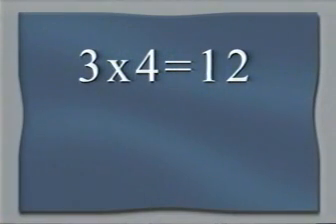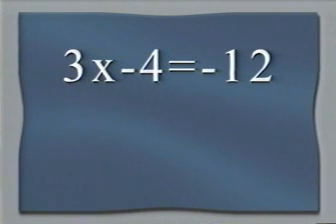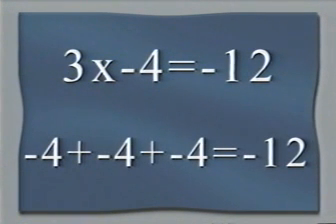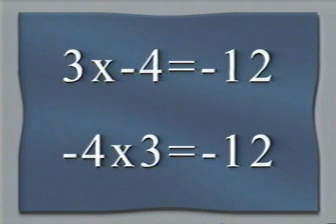The key is to comprehend what the meaning of multiplying by a negative is. Clearly, 3 times 4 means adding 3 4s. 4 plus 4 plus 4 is 12. And equally as clearly, 3 times negative 4 is negative 4 plus negative 4 plus negative 4, which is negative 12. Now, if 3 times negative 4 is negative 12, then negative 4 times 3 must also be negative 12.